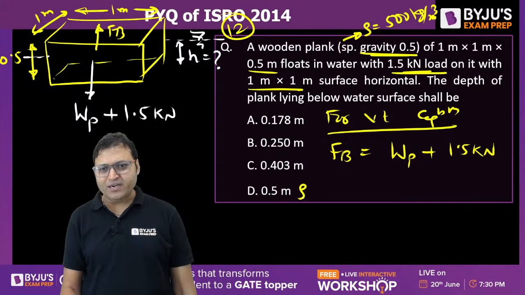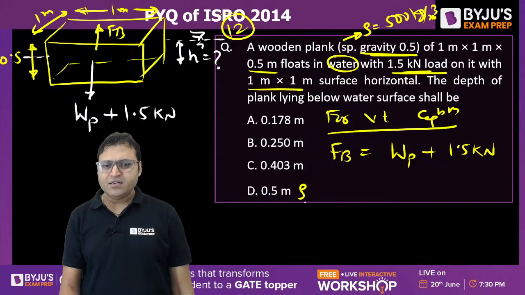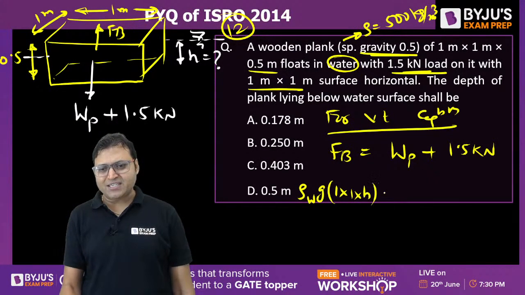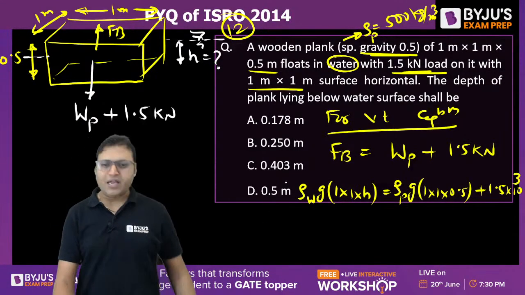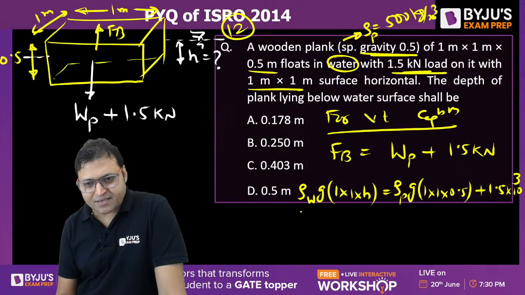Density of the fluid. It is water. Density of water into g. Can we write 1 into 1 into H is equal to the weight of the plank? Density of the plank, rho P into g into total volume, 1 into 1 into 0.5, plus 1.5 into 10 to the power 3. Can you do the calculation and find the answer?